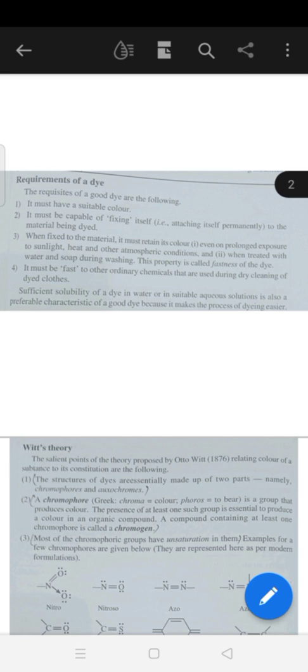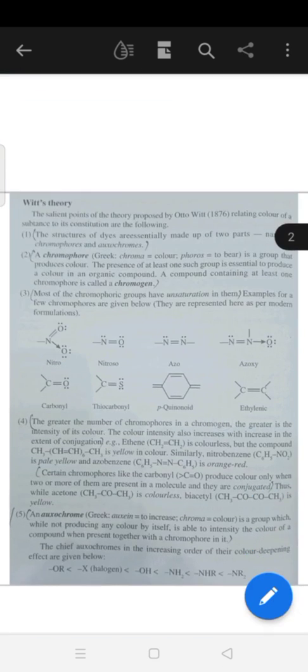Sufficient solubility of a dye in water or in suitable aqueous solutions is also a preferable characteristic of a good dye because it makes the process of dyeing easier. There are many theories associated with dyes. The first one is Witt's theory.